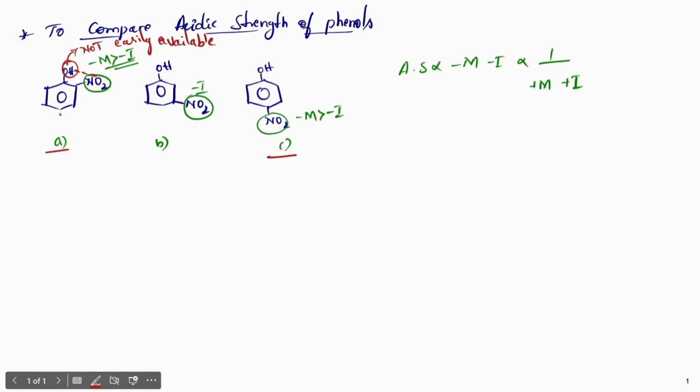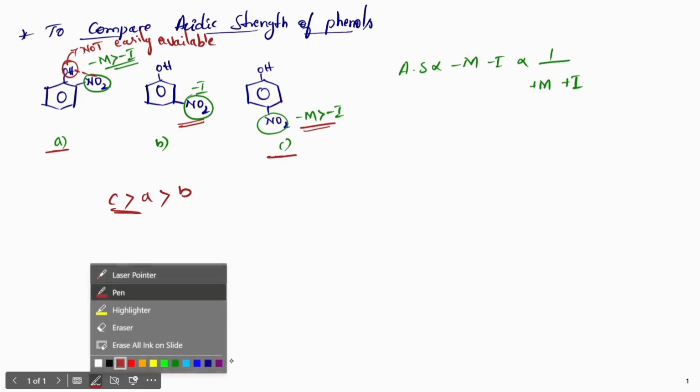Therefore, it is less acidic than C. Coming to C, as we said, acidic strength is directly proportional to minus M effect and minus I effect. So, C is more acidic than A. And then comes B, because B has only minus I effect and minus M effect does not operate at the meta position. This is the acidity order.